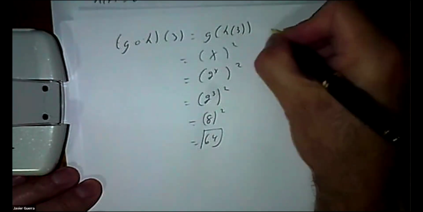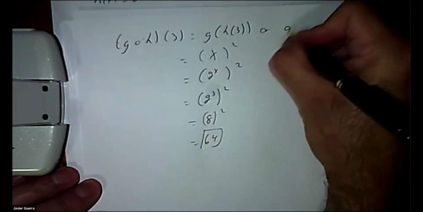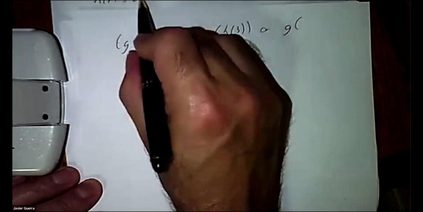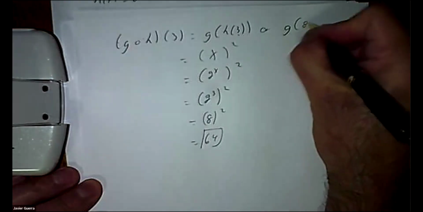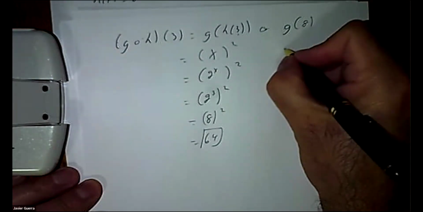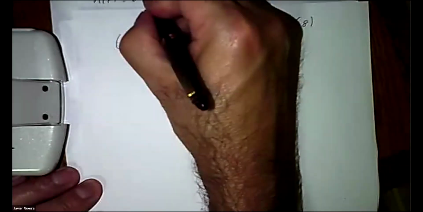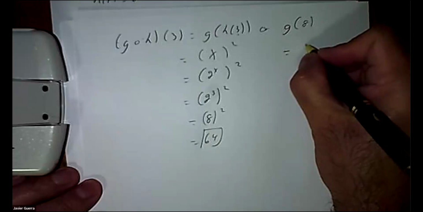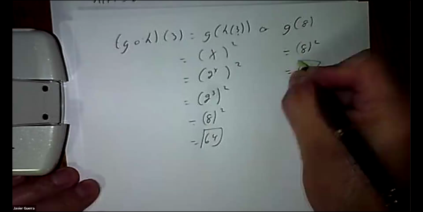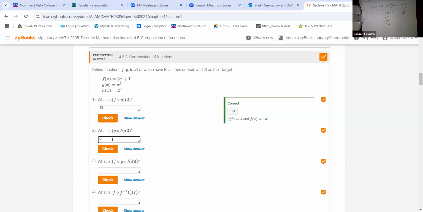Or I can do G of H evaluated at 3. So if I substitute 3 in for my X, this is going to be equal to 8. And if I substitute 8 into my G function, it would be 8 squared. And presto, I get 64. Let's take a look at it. 64.